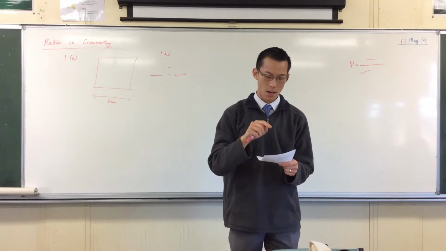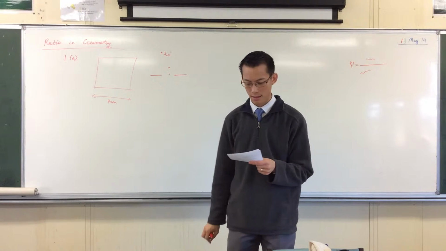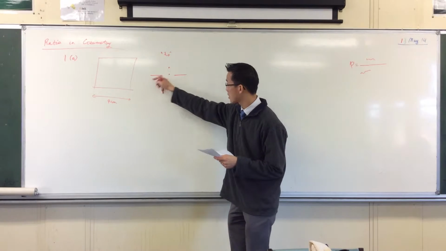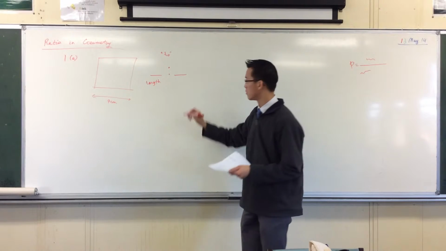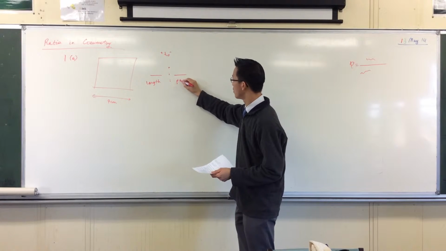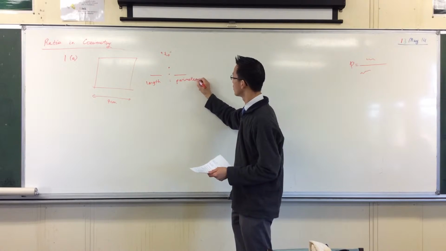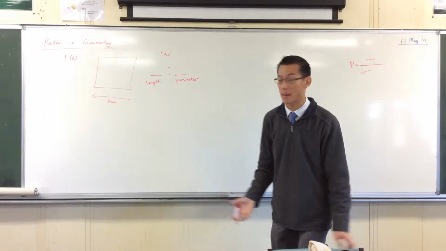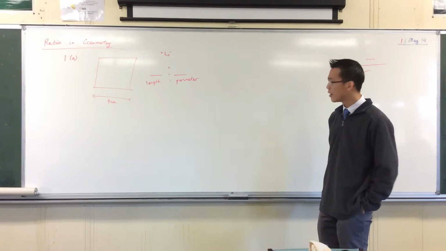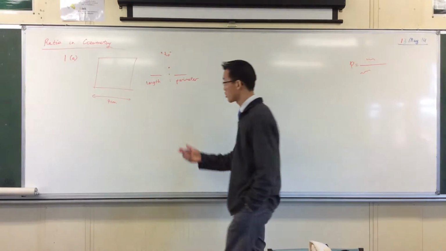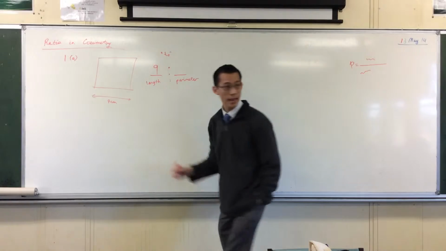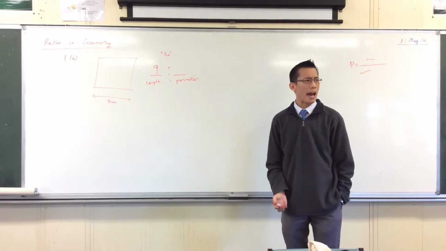It says, what's the ratio of the length, I might write that down, to the perimeter? Okay, so now I just need to know what these two pieces are and I'll have my ratio, okay? Now they told you already what the length is. What's the length? 9. It's just 9. Okay?